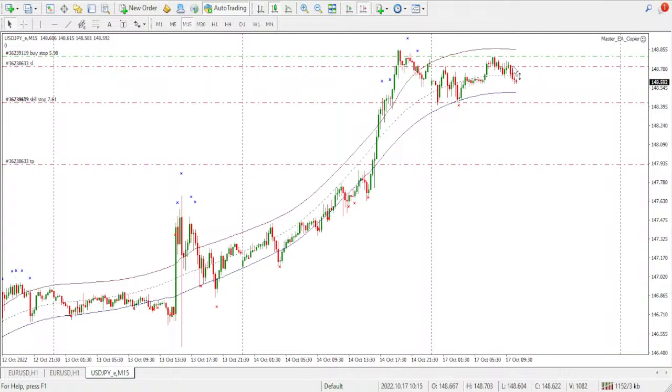But if they turn upwards, like it was at this price here, along this price, then that could be a sign that we're now heading to the upside. So the idea will be to look for a buy position.